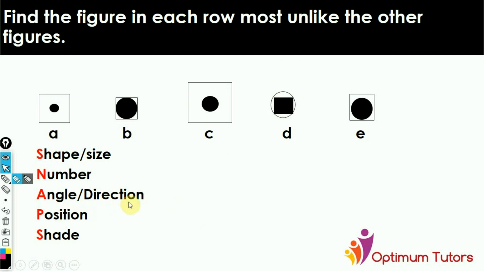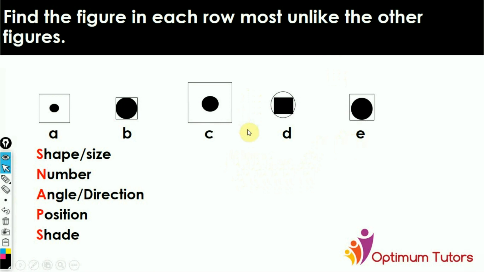The angle and direction, well, all the figures are at the same angle, so it's not that. Position, well, all the shapes within each figure are in the middle of the shape, so the position isn't a feature that shows any real difference. The shading is all consistent, so you've got white shading around the outside of the shape, and the shape within is black. Okay, so that's the same, because when you approach these questions you're thinking, okay, what is the same and what is different? Another difference I can see is that the sizing of the shapes varies within each figure.